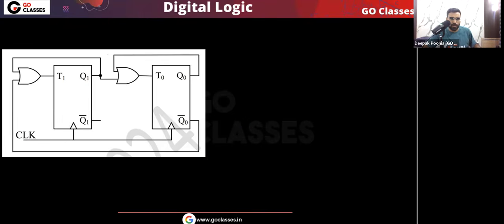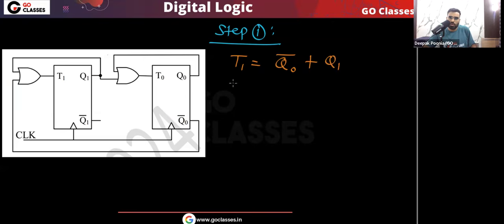Let's write the flip flop input equations, basically step number 1. Tell me, what is T1 here? You can see this is the OR gate and this signal is basically Q0 bar, OR this signal, which is basically Q1. So T1 equals Q0 bar OR Q1. And what is T0? Again, this is the OR gate. You can see there is Q0, OR the other signal in this OR gate, which is basically Q1. So T0 equals Q0 OR Q1. Very simple, that's it.